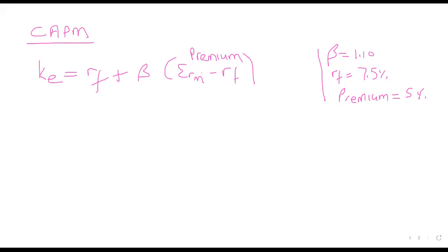What are you finding? 7.5% plus 1.1 times 5% gives 13%. Is that what you found? Yes, 13%. Okay. So this is using the CAPM model.